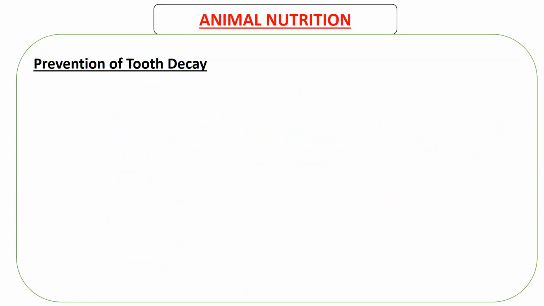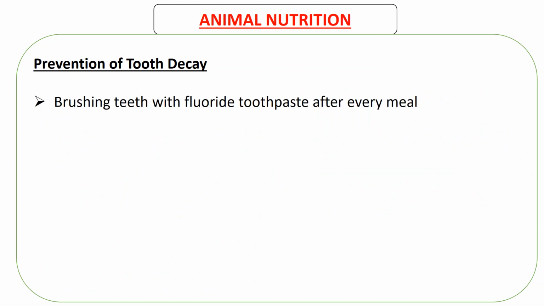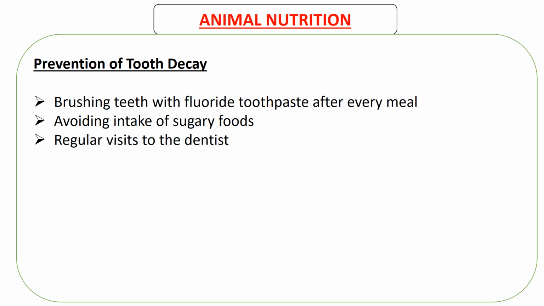So how do we prevent tooth decay? We know most of these things, okay? So when it comes to the test, don't tell me that you can't answer. First, brushing teeth with fluoride toothpaste after every meal. Using toothpaste that has a very special chemical called fluoride will help reduce tooth decay. Avoid intake of sugary foods. Why? Because sugary foods have sugar, so that sugar can be broken down to form the organic acids. Regular visits to the dentist.